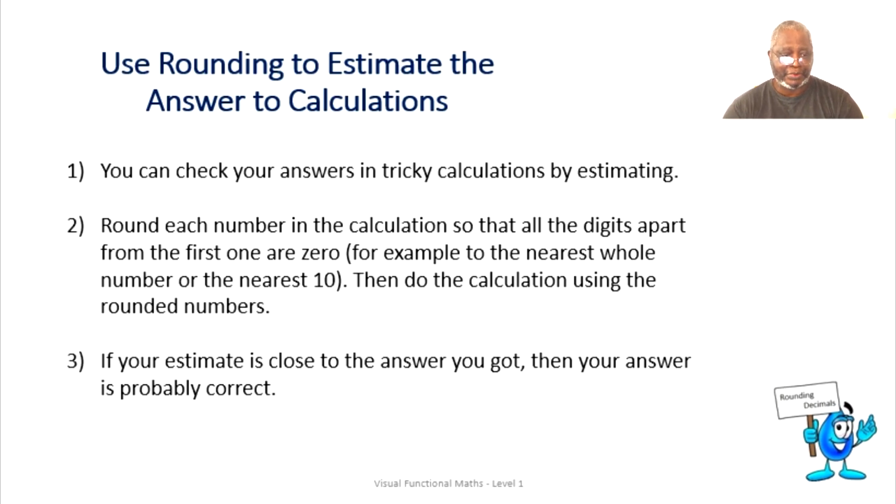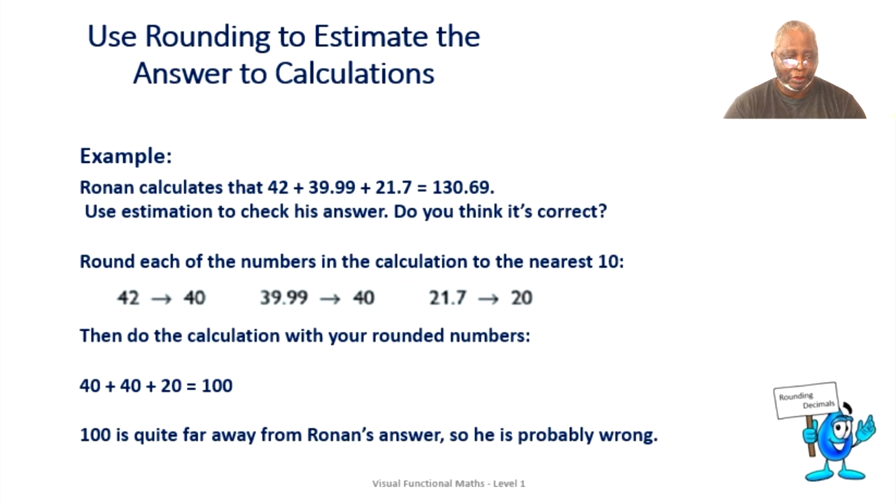Let's look at an example here. Ronan calculates that 42 plus 39.99 plus 21.7 is equal to 130.69. Use estimation to check his answer. Do you think it's correct? Let's find out. Remember, you're rounding to the nearest 10.